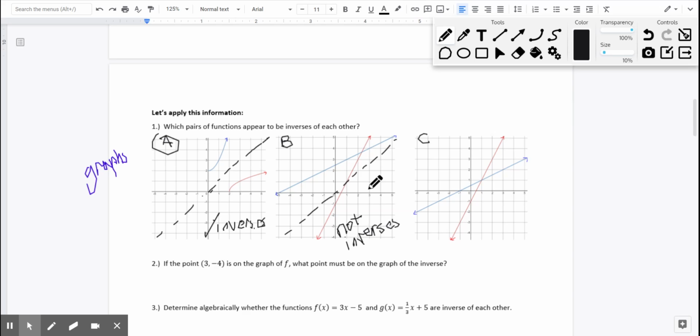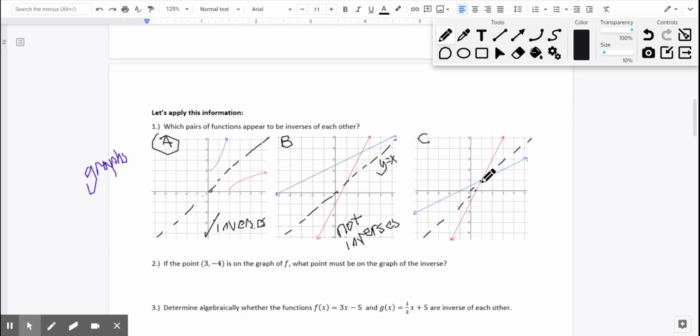They do intersect, and they kind of look like they had the potential to be inverses because they are reflections of each other. But in order to be inverses, they have to be reflections over the line y equals x specifically. All right, and if we check out this last example, if we put in that line y equals x, these do appear to be inverses.